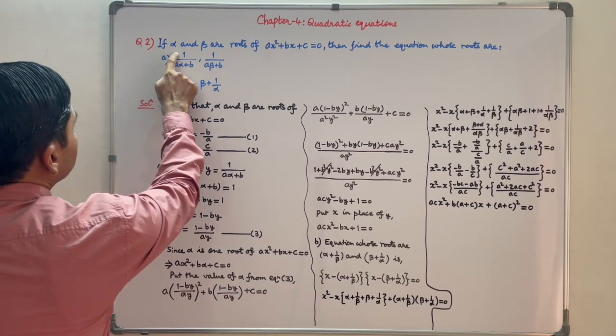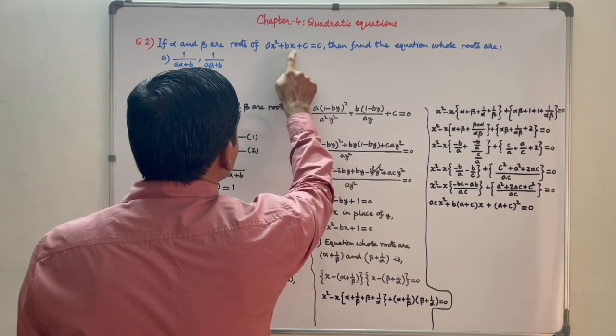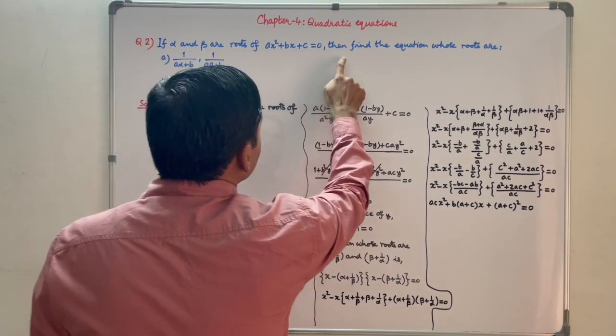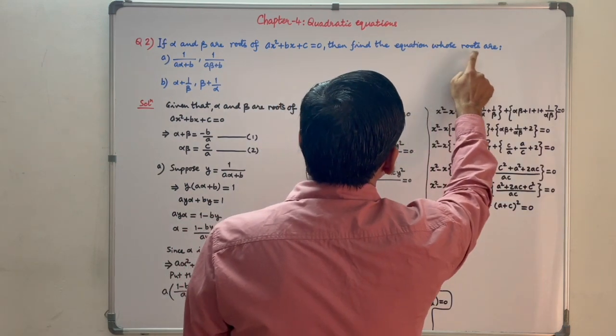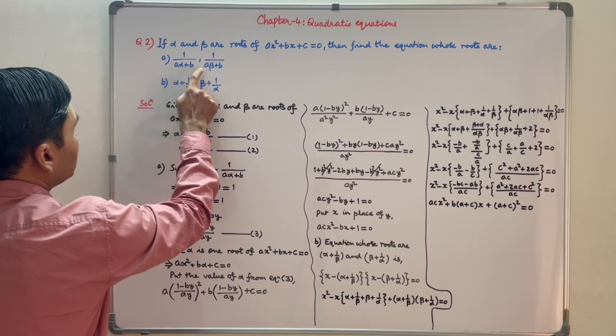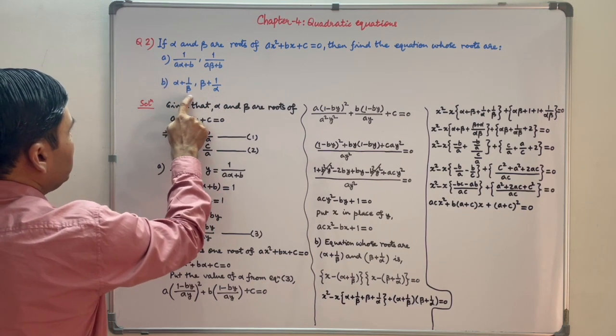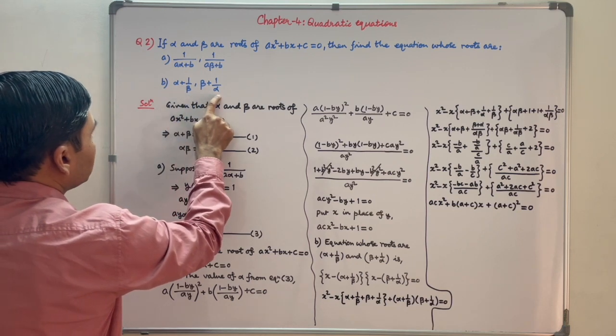Second question, if alpha and beta are roots of ax square plus bx plus c is equal to 0, then find the equation whose roots are. Part A, 1 by a alpha plus b and 1 by a beta plus b. Part B, alpha plus 1 by beta and beta plus 1 by alpha.